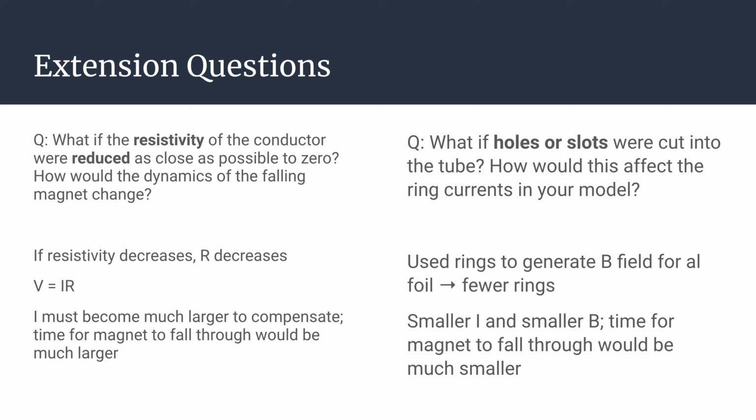On the other hand, if we were to cut holes and slots in the foil, we would be taking away material, which helps to generate a magnetic field, so you would have fewer rings in the model. And then with fewer rings, the magnetic field generated by the foil decreases, and thus the induced current also decreases, so the magnet would fall through much faster.